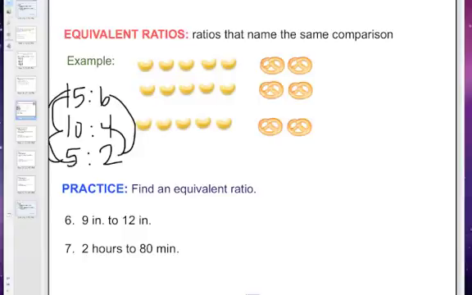So now it's your chance to practice. Please solve number 6 and 7 in your math notebook. Press play when you're ready to see the work.